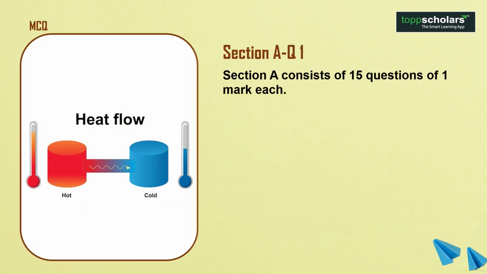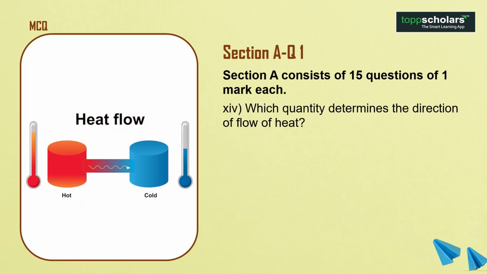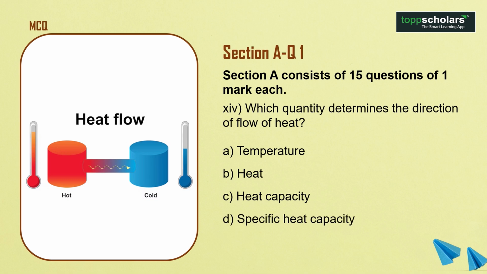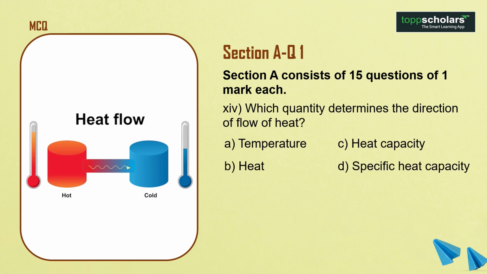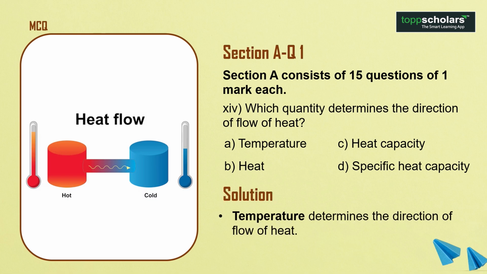Let's have a look at the 14th MCQ now. It says, which quantity determines the direction of flow of heat? Option A, temperature. Option B is heat. Option C is heat capacity. And option D is specific heat capacity. So the solution says temperature determines the direction of flow of heat. So what's the right answer? The right answer is temperature.